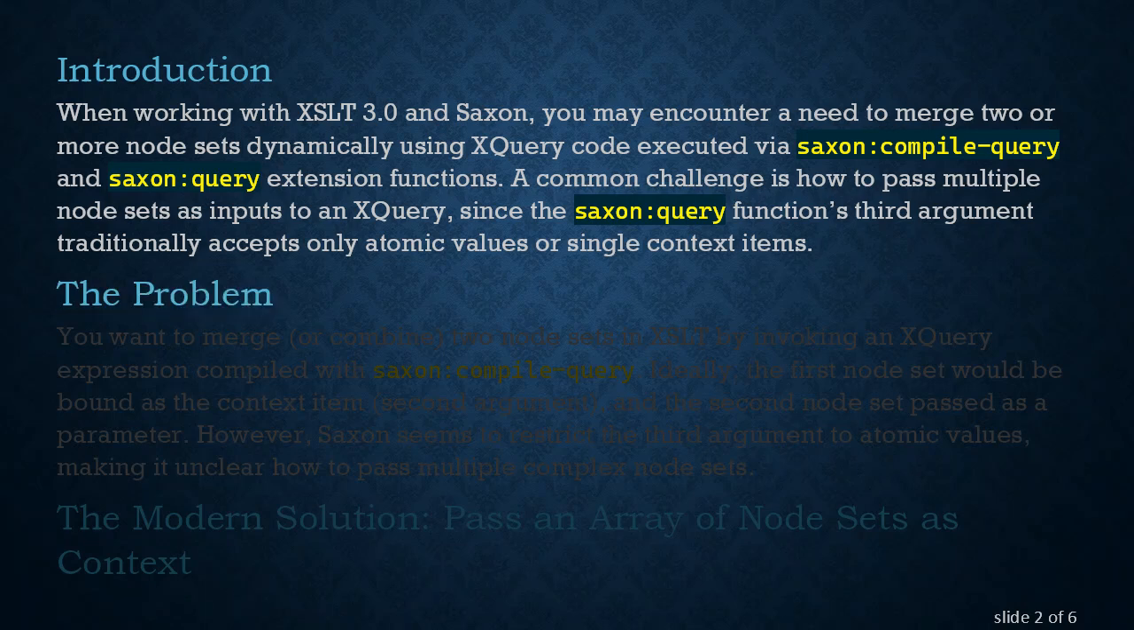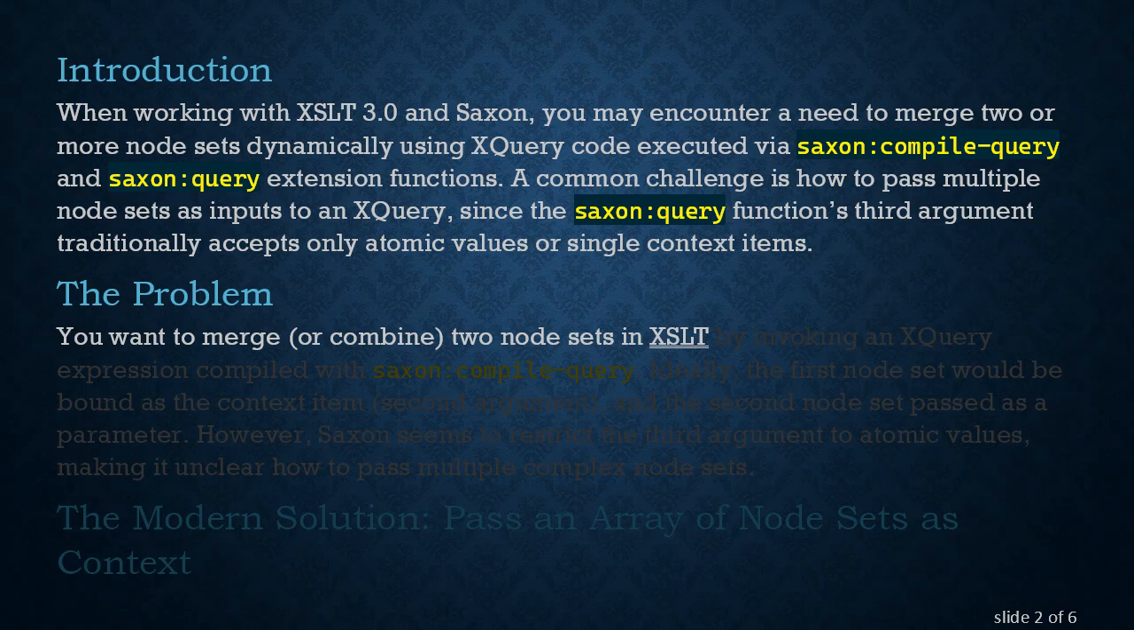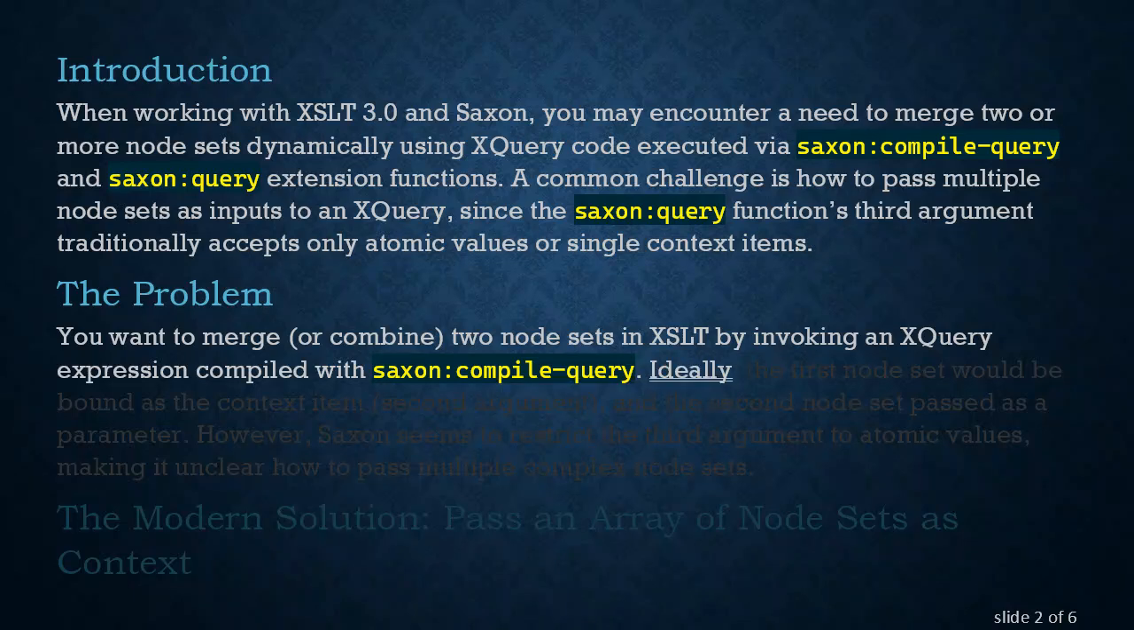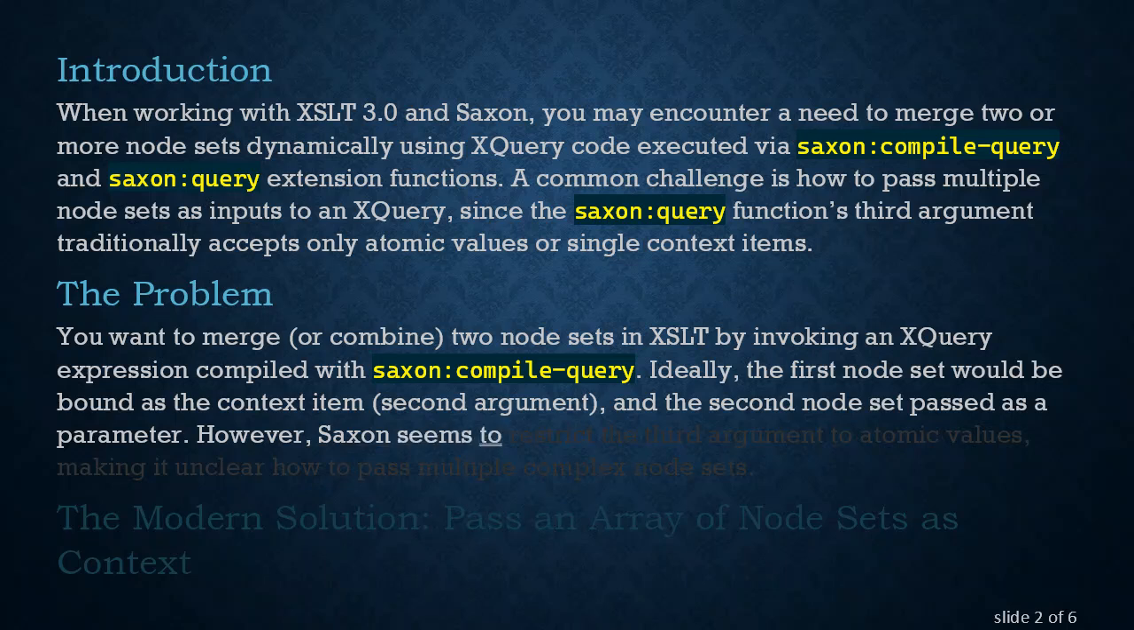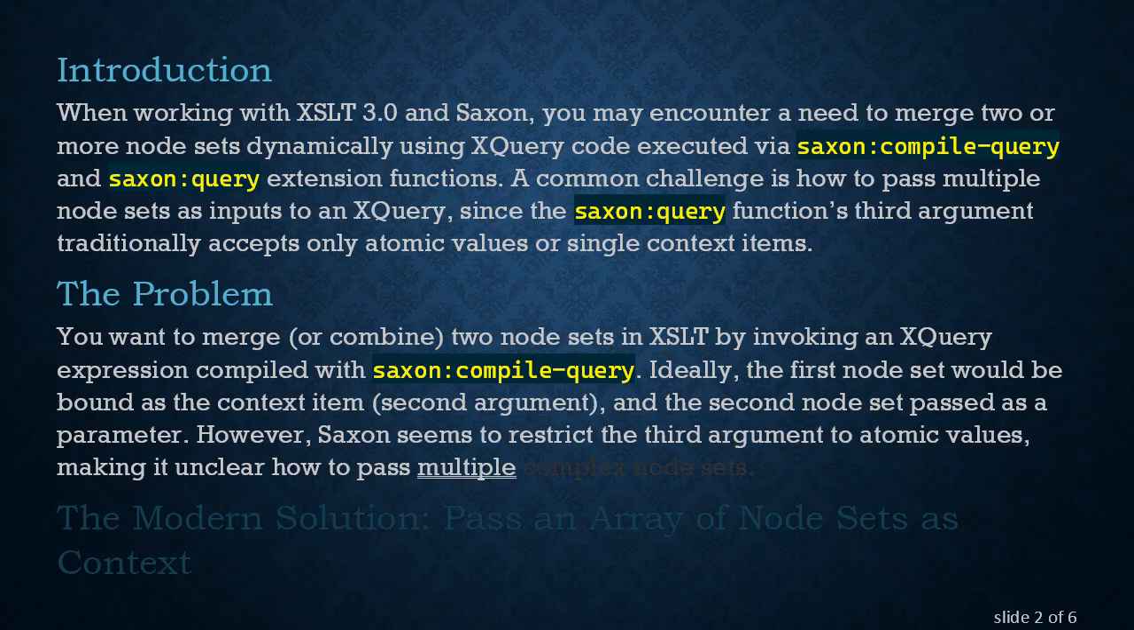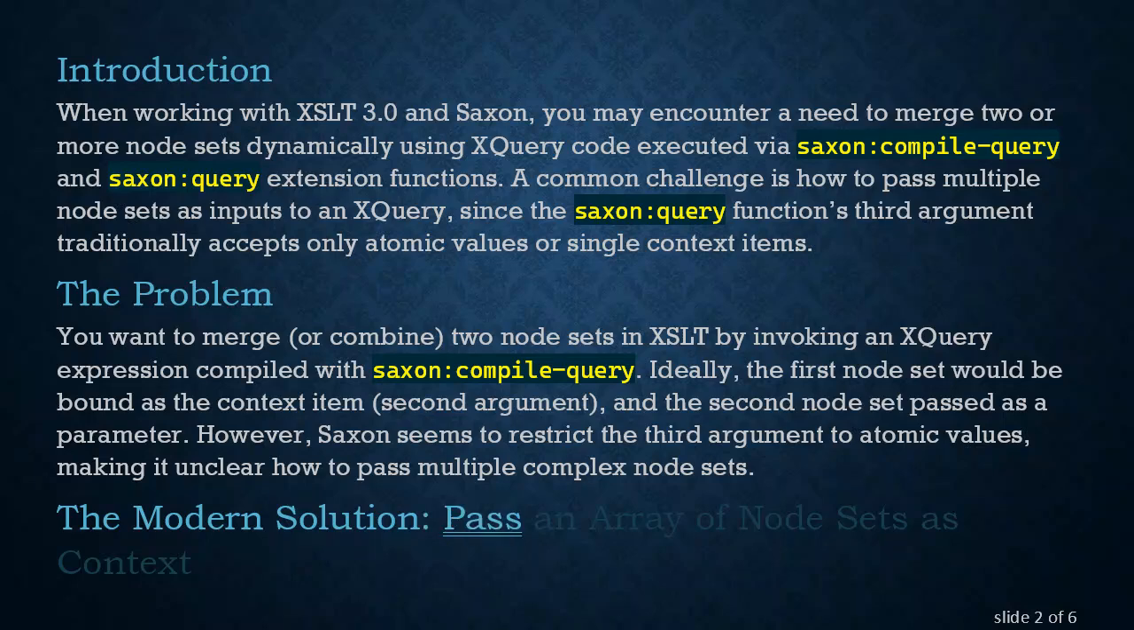The problem. You want to merge, or combine, two node sets in XSLT by invoking an XQuery expression compiled with Saxon XQuery. Ideally, the first node set would be bound as the context item, second argument, and the second node set passed as a parameter. However, Saxon seems to restrict the third argument to atomic values, making it unclear how to pass multiple complex node sets.